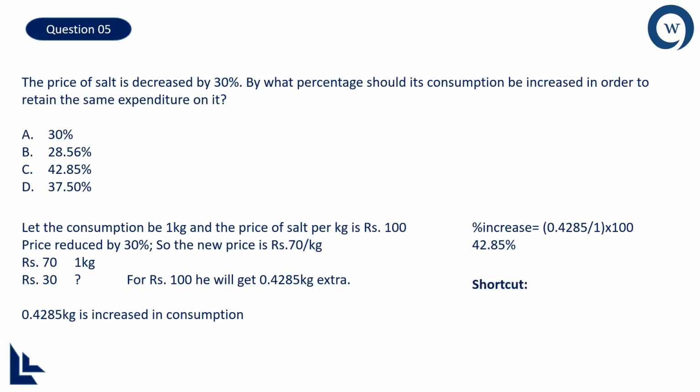In the initial part the price is decreased, and now here the consumption should be increased. The same expenditure has to be maintained. Now this is the format. If this kind of question is asked, you can directly solve the problem like this. 30%, I told you, right? Convert the value into a fraction. How will you convert 30% into a fraction? You will get 3 by 10.